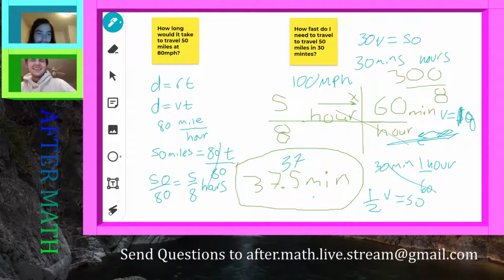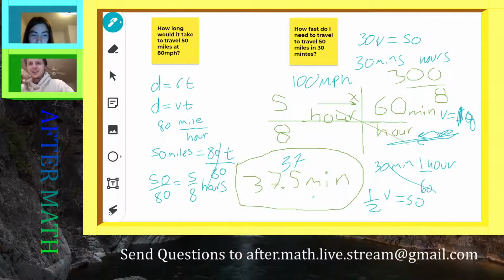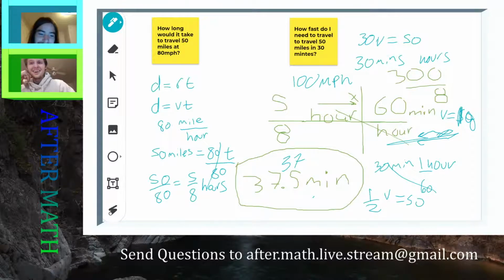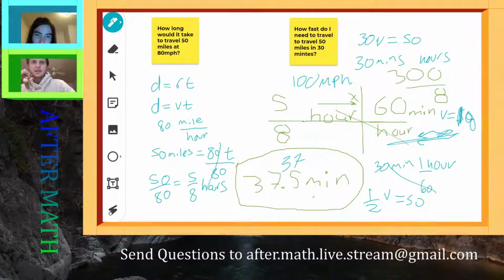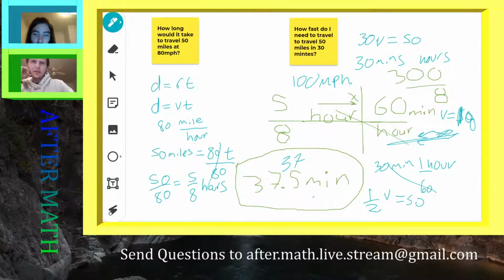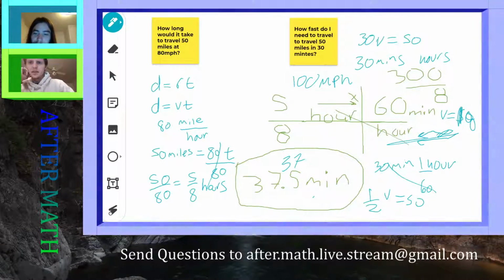Now, I like this question a lot because there are some people out there that are speed demons, right? And we just calculated if you're going 80 miles an hour, it's going to take you 37.5 minutes to travel 50 miles. To only lose 7.5 minutes, you have to go 20 miles an hour faster. That's not very much time.